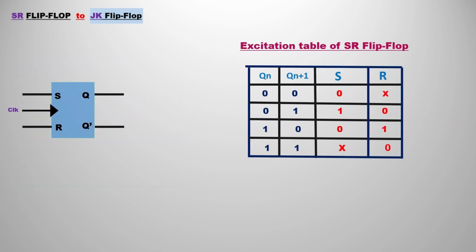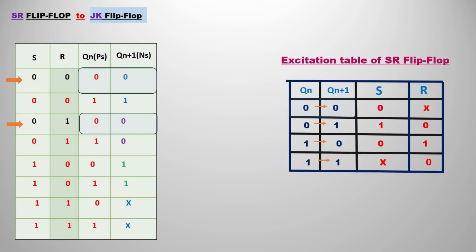This is the excitation table of the SR flip-flop. If you are confused about how to build it, let's see how. But before that, let's understand what is meant by an excitation table. The output is already present, but we want to know what inputs are needed when Qn changes to Qn plus 1. Take the case where Qn changes to Qn plus 1 as 0 to 0. In that case the inputs are S equals 0 and R equals don't care. Let's see how to get that.